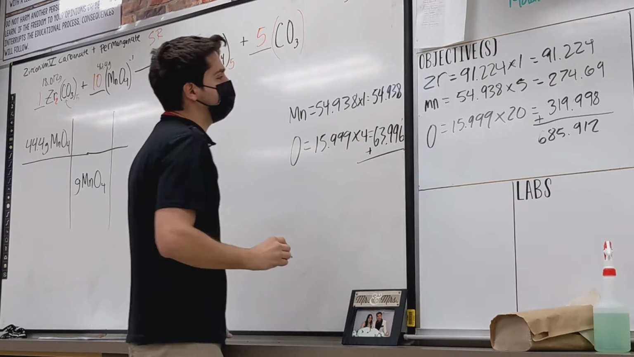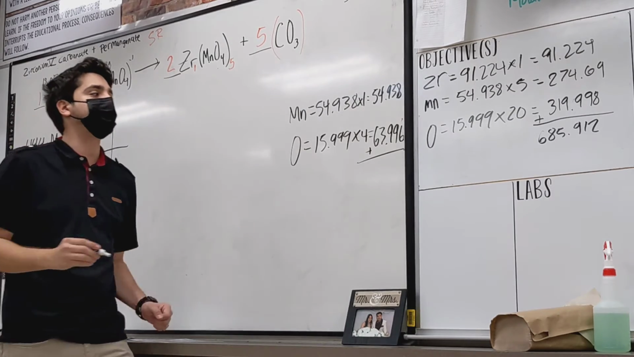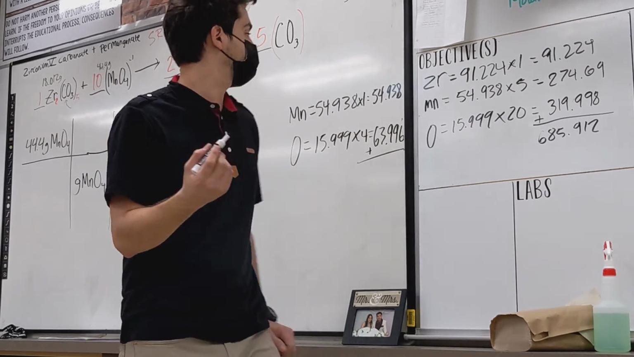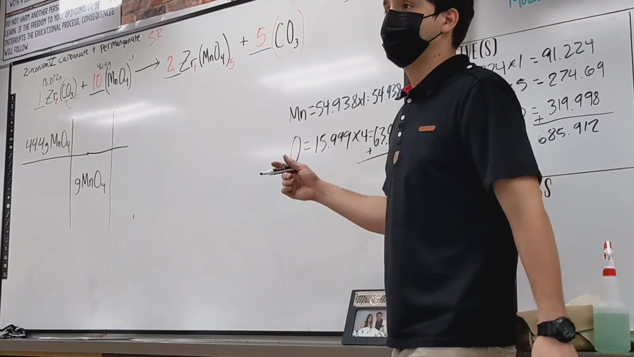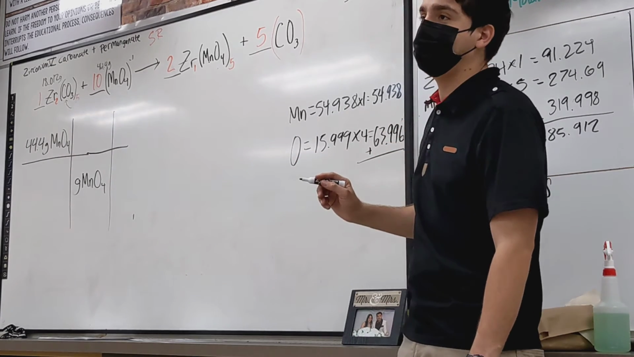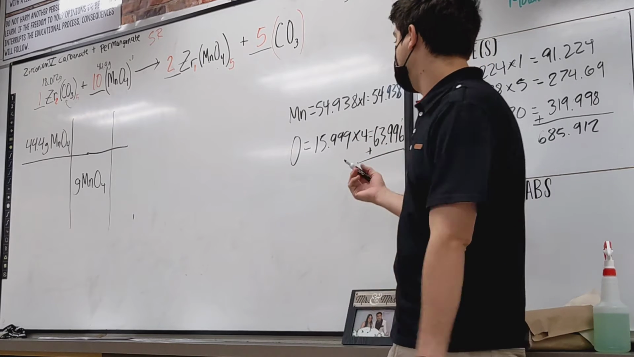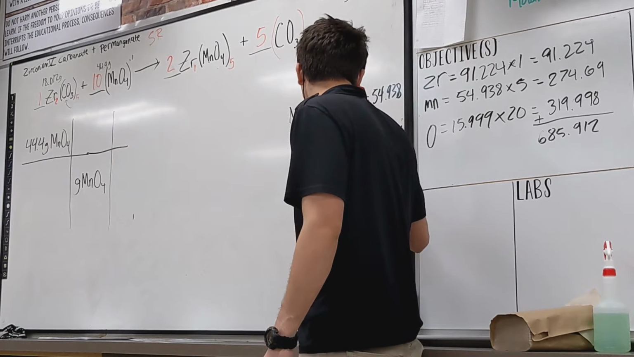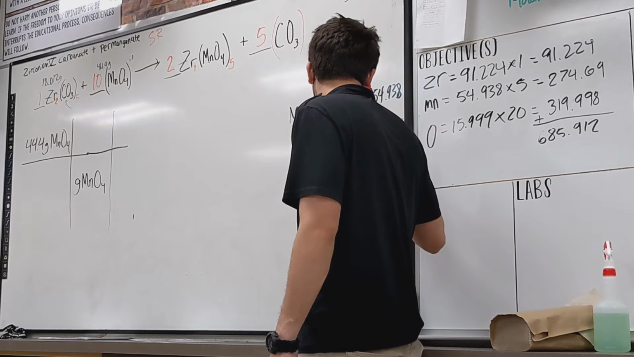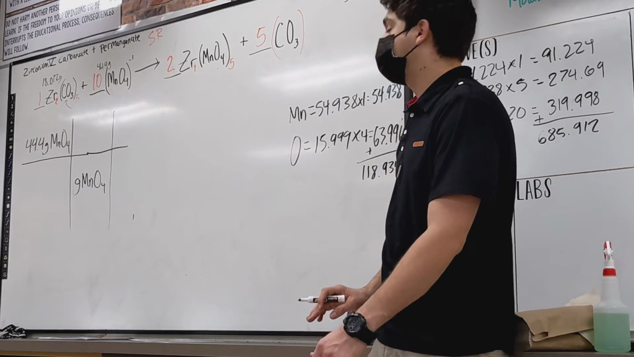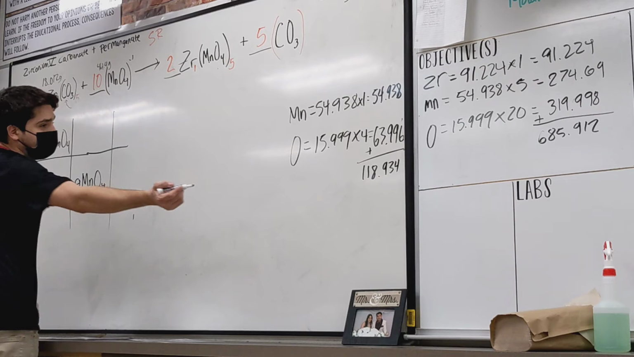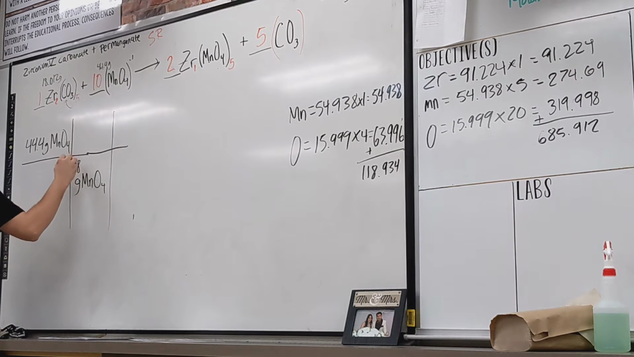All right, so we're going to add that together. 54.938 plus 63.996 equals what? It's like 118 something. 118.934. Good job, Cristobal. 118.934. All right, so basically that's what our number is going to be: 118.934 grams of MnO4.